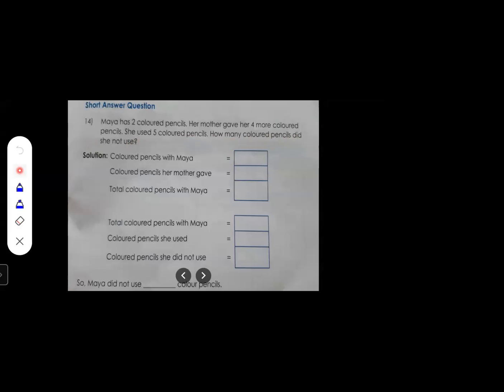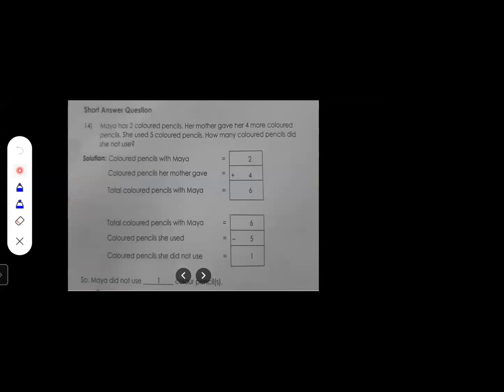So first, what we are going to do, see over here. How many color pencils does Maya have? 2, right? So here we have written 2. Her mother gave 4 color pencils, so here we have written 4. We have added 2 plus 4. What answer did we get? How many total color pencils does Maya have? 6. So here we have written 6. Okay. Now the next one.